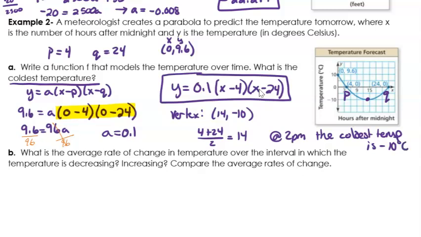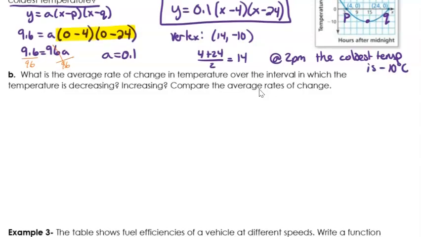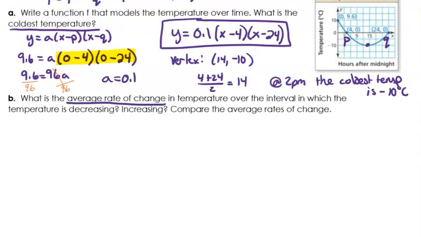That would be Celsius. Okay. Now it says, what is the average rate of change? All right. Whenever they talk about average rate of change, they mean the slope. Slope is average rate of change. So it says, what is the average rate of change when it is decreasing and when it is increasing? And compare them.